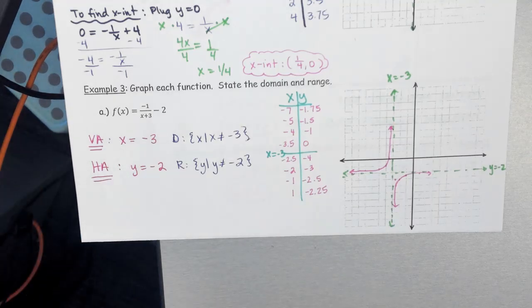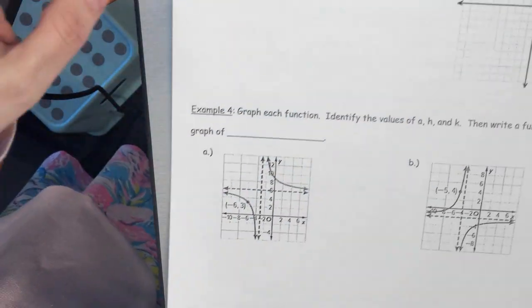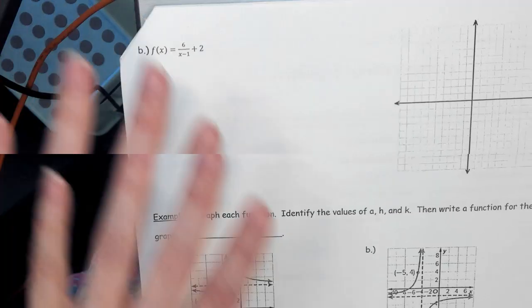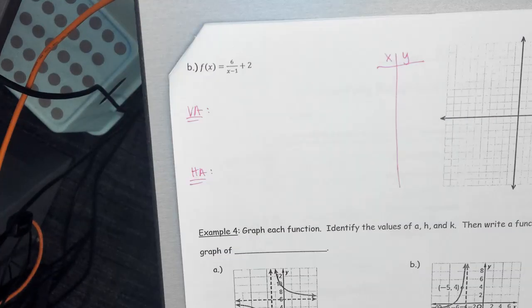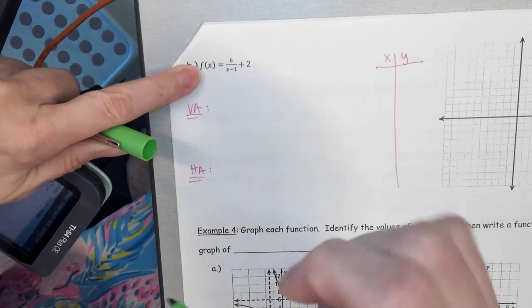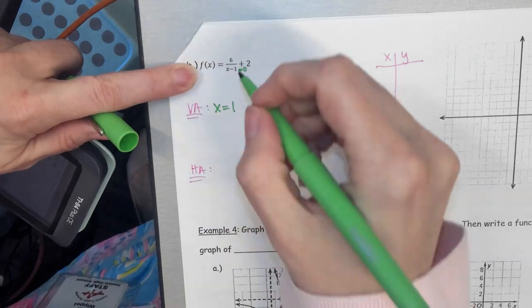Alright, so I want you guys to do part B. So start with vertical, horizontal, domain, and range. Okay, so when you're finding that vertical asymptote, remember you take the denominator, and if you set it equal to 0 and solve here, you would add 1 to both sides. That's how you get your x equals 1.